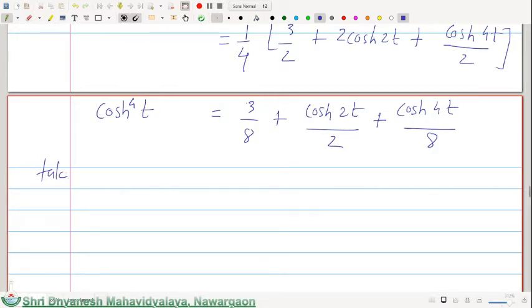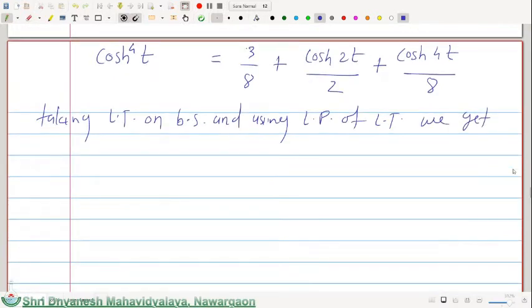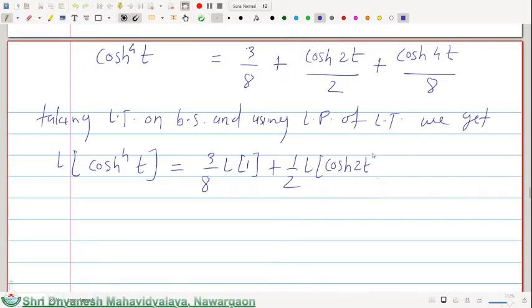So taking the Laplace transform on both sides and using the linearity property of Laplace transform, we get the Laplace transform of cosh⁴t equals 3 by 8 Laplace transform of 1 plus 1 by 2 Laplace transform of cosh 2t plus 1 by 8 Laplace transform of cosh 4t.